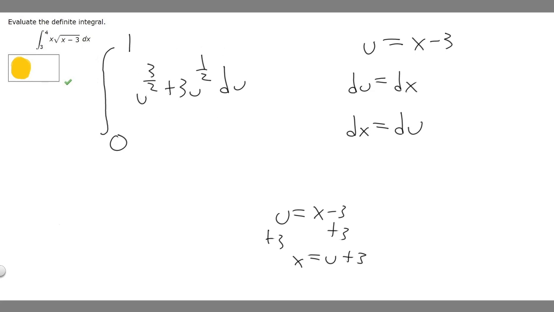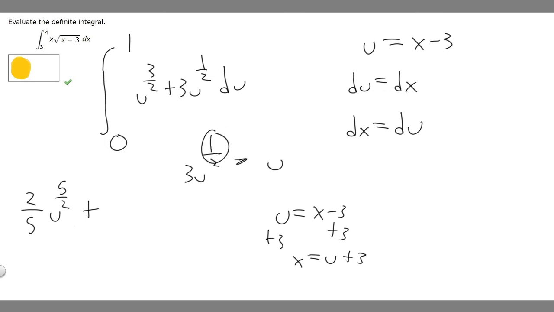The antiderivative of u to the 3 over 2 is going to become u to the 5 over 2, right? We add 1, then we divide by 5 over 2. That just comes back up as multiplying by 2 over 5. So it's going to become 2 over 5 times u to the 5 over 2, and then plus the antiderivative of 3u to the 1/2.